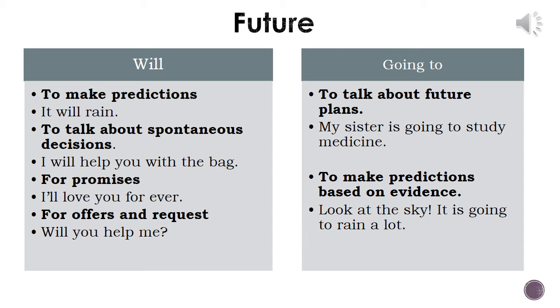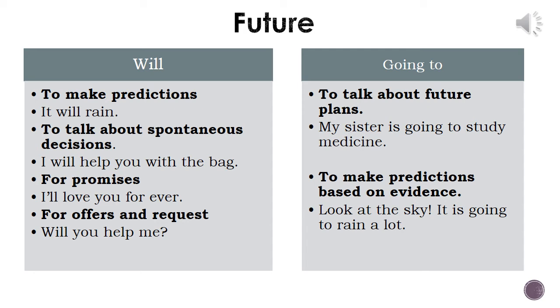Now, let's make a short review of the future tense with will and going to. Remember, this is a topic that we have been studying for a long time, so now we're going to make a quick review. Will, we use it to make predictions. It will rain. We also use it to talk about spontaneous decisions. I will help you with the bags. For promises, I will love you forever. For offers and requests, will you help me?